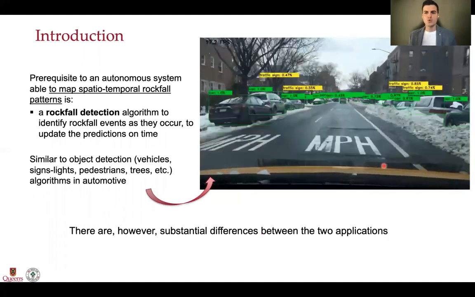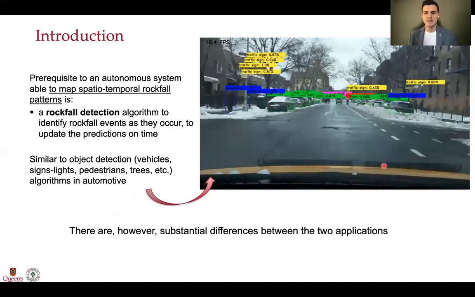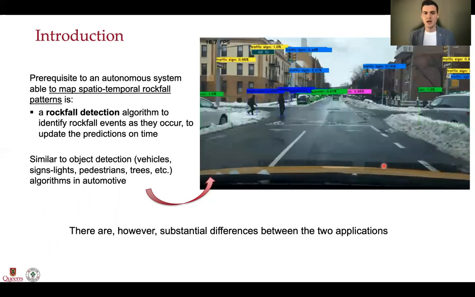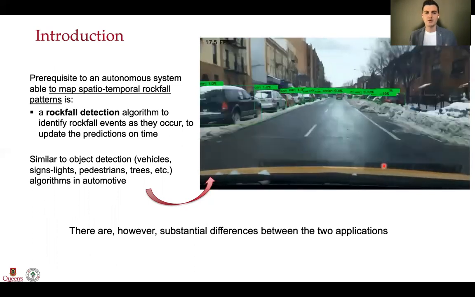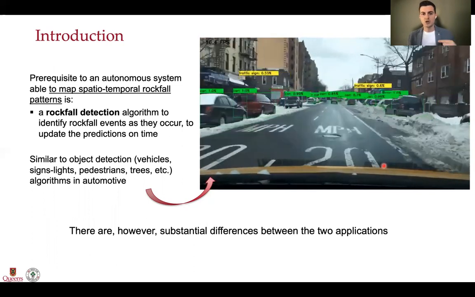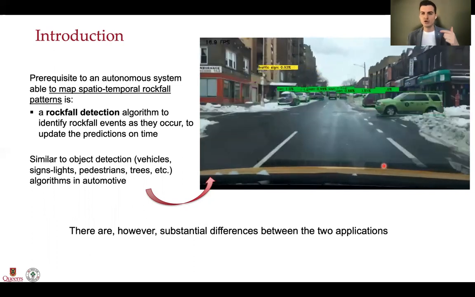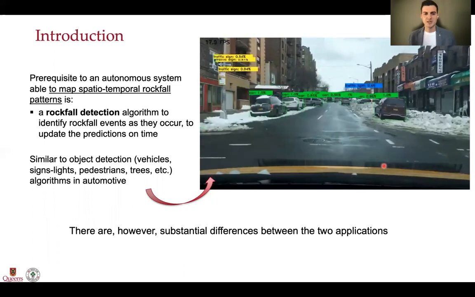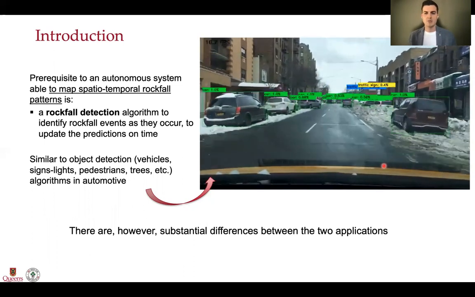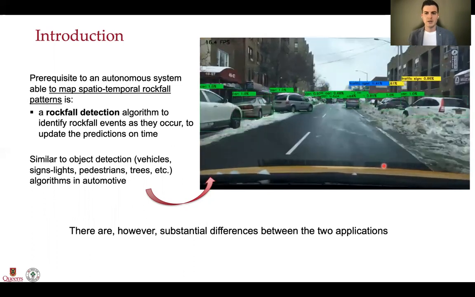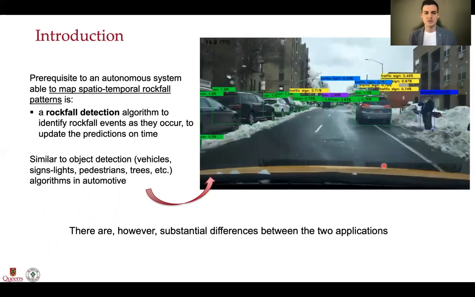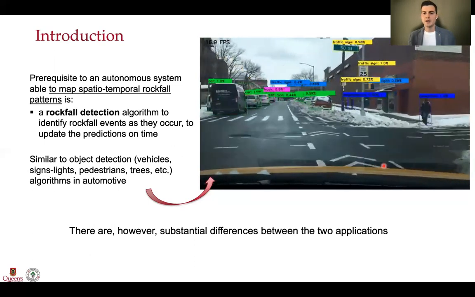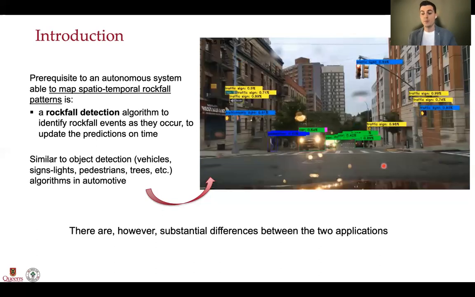However, a prerequisite to the development of an autonomous system like that, one that is able to map these spatio-temporal rockfall patterns, is a rockfall detection algorithm. We want to identify rockfall events as they occur, to update the predictions in time while we are constantly monitoring the sites with automated LiDAR systems. It's something similar to the object detection that we have in automotive, with a goal to identify other vehicles, traffic signs, traffic lights, pedestrians, trees, etc. However, there are important differences between these two applications.